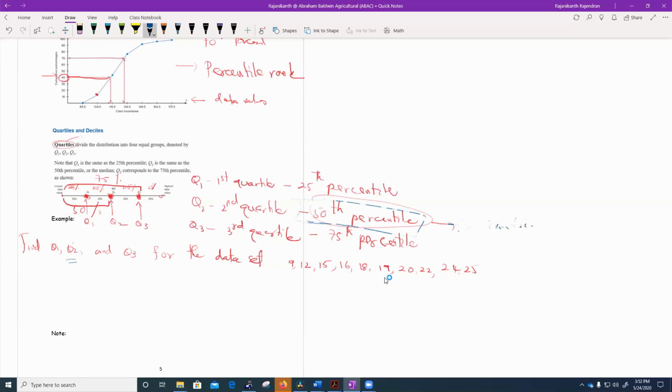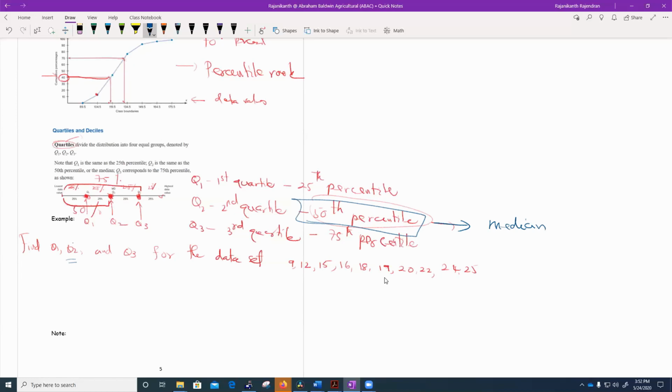So look at our previous note. In 3.1, we have looked at the measures of central tendency. There you find the median. Median will divide the entire data into two equal pieces, right? 50-50. Therefore, Q2 is nothing but the median, always. So if you are asked to find Q2, indirectly they are asking you to find the median.